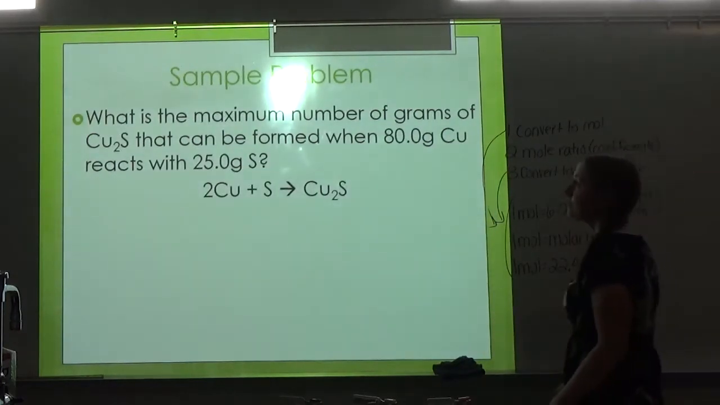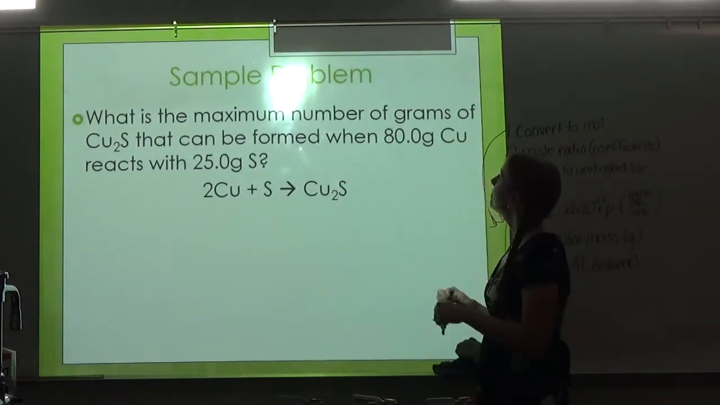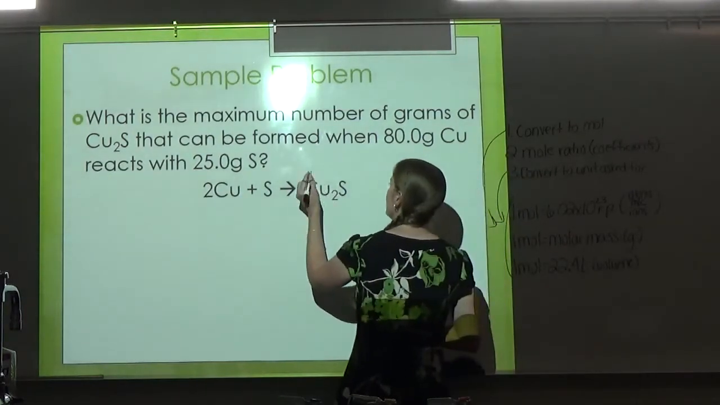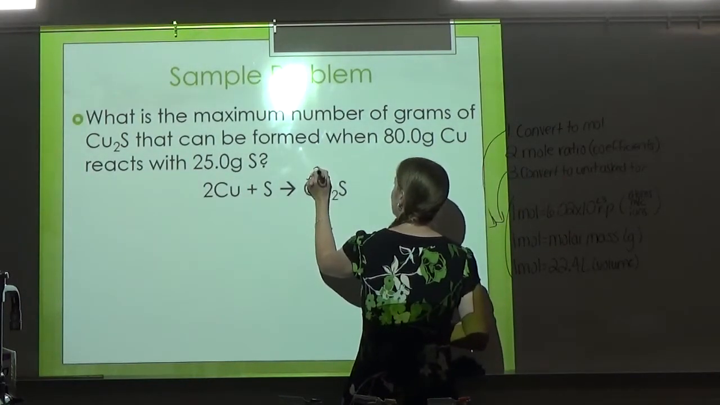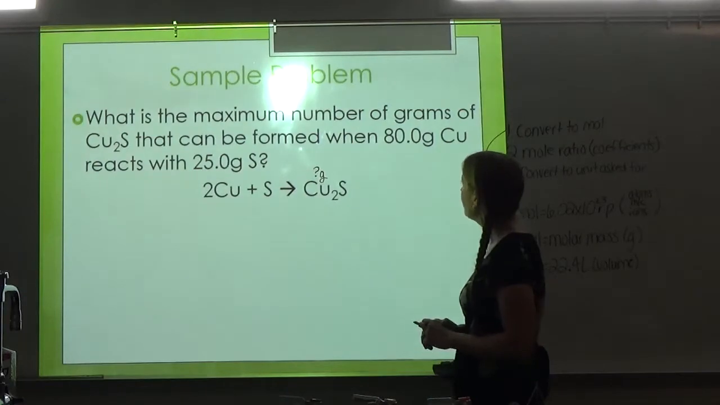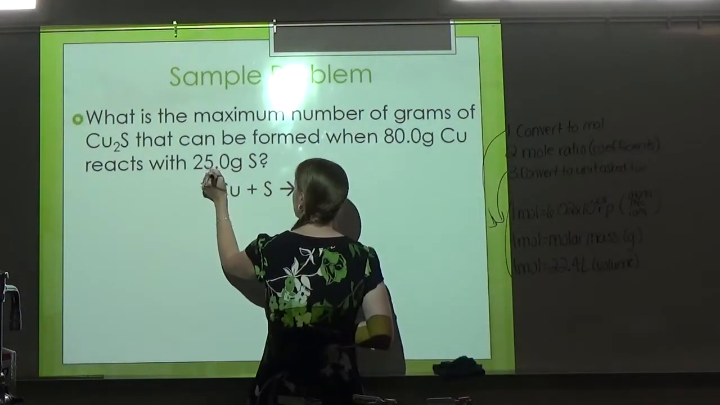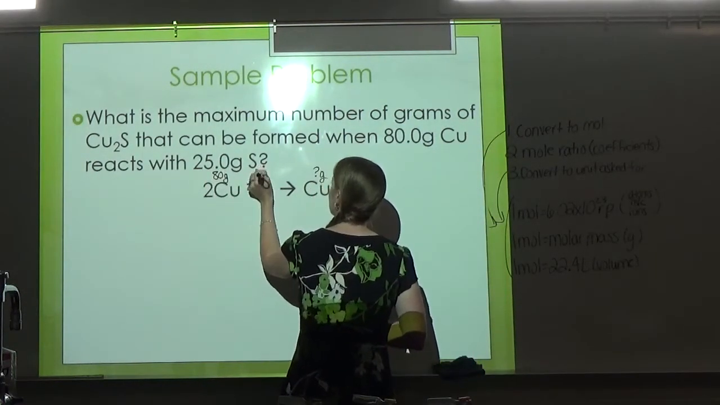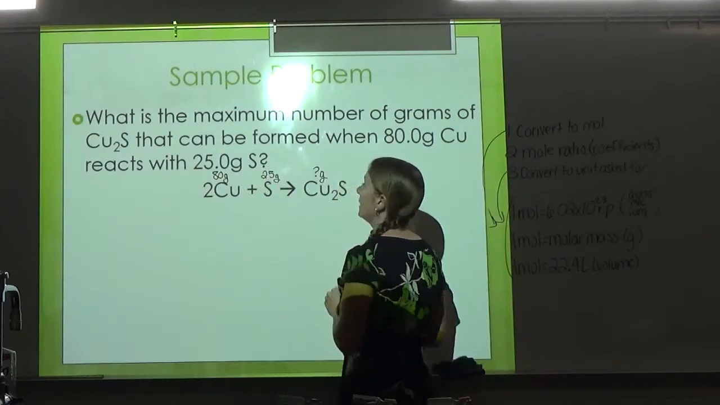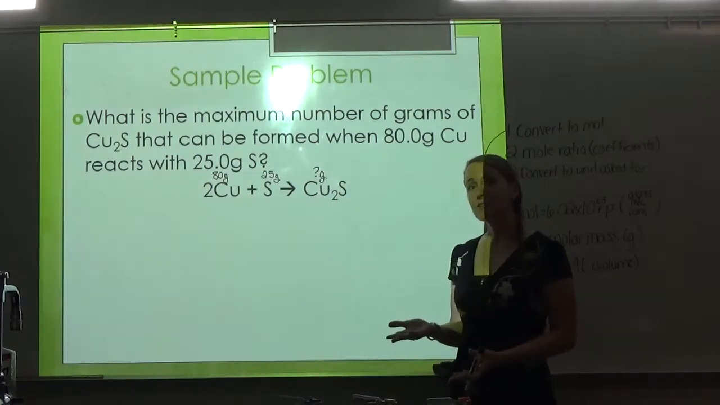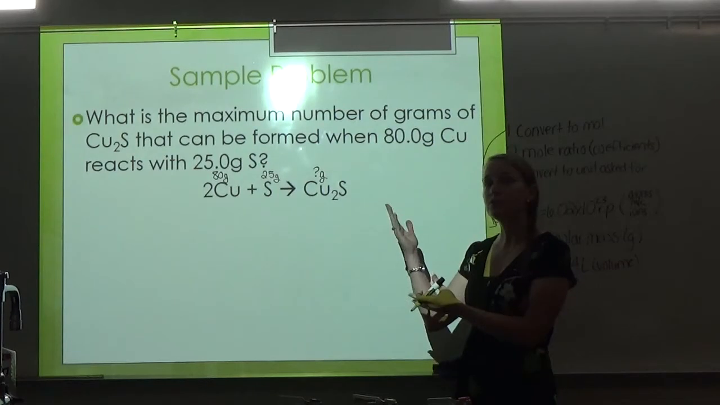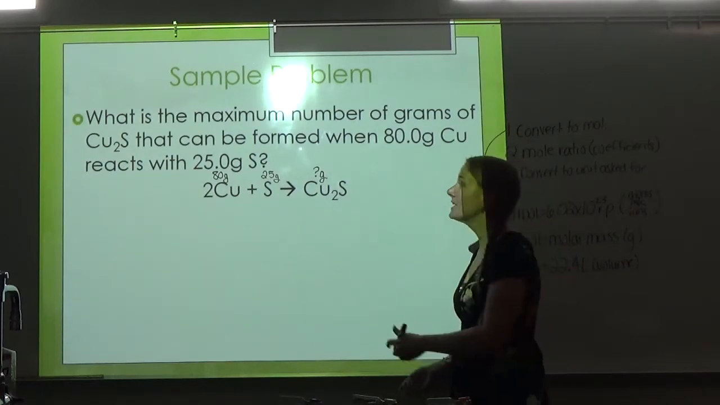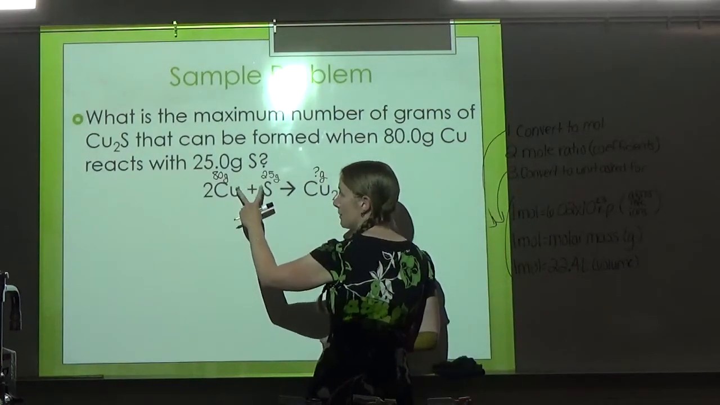Alright, so let's look at our first one together. It says, what is the maximum number of grams of Cu2S, so I'm looking for grams of Cu2S, that can be formed when 80 grams of copper reacts with 25 grams of sulfur? So this looks different than the questions in chapter 12, section 2, because I have 2 starting amounts.